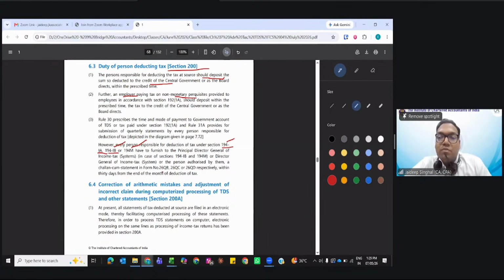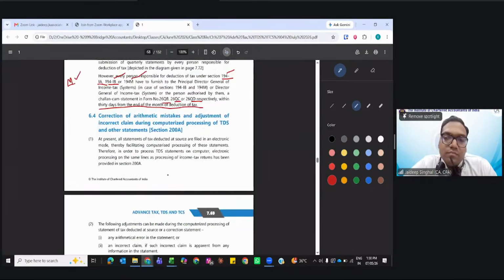So there are specific forms that you file, 26QB, QC, and QD, that you file within 30 days from the end of the month in which the deduction of tax is made. Let's suppose you purchase the property in May. In May, you made the payment. From May end, you will take 30 days. So by 30th of June, you need to file the statement and pay the taxes. Clear?